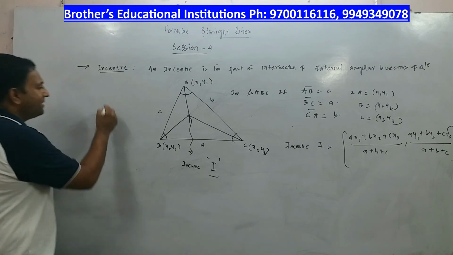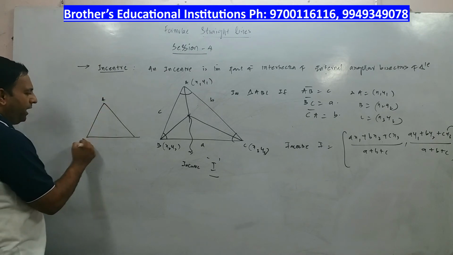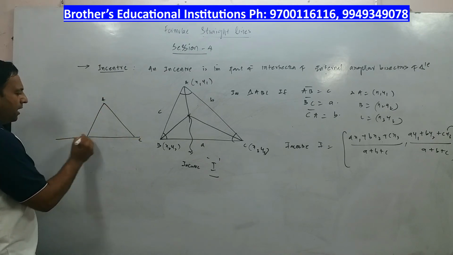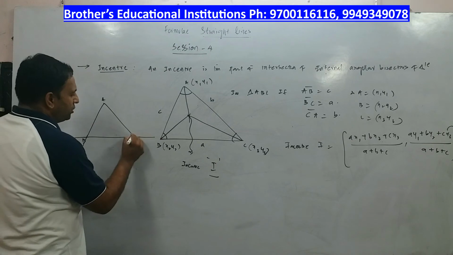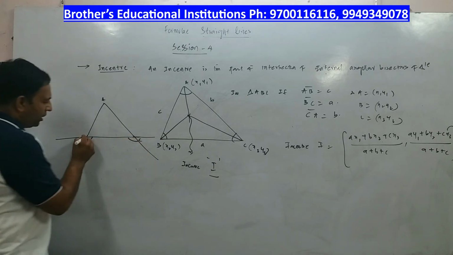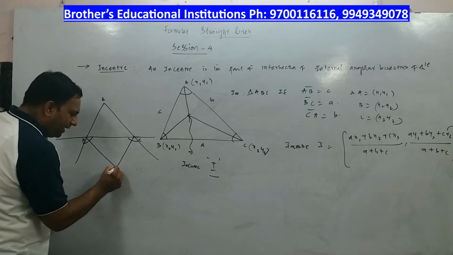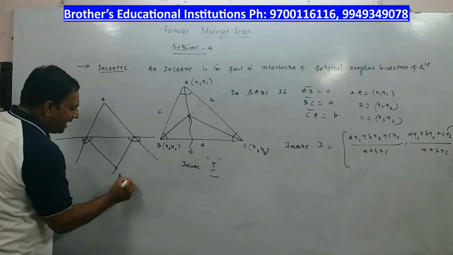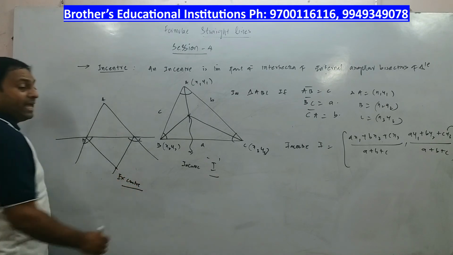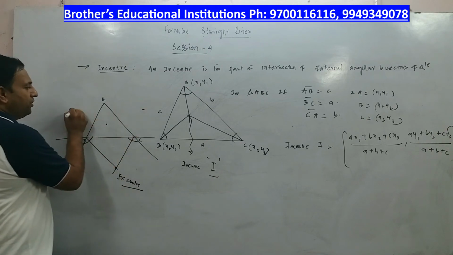Now there is something called the excenter. Let me make you understand. This is triangle ABC. This is the extension of the line. This is the extension of the line. Now this is the exterior angle. This is the exterior angle. Now this is the exterior angle bisector. This is the exterior angle bisector. They are meeting here. Now this point is called the excenter. For a triangle, there will be one incenter and there will be 3 excenters.